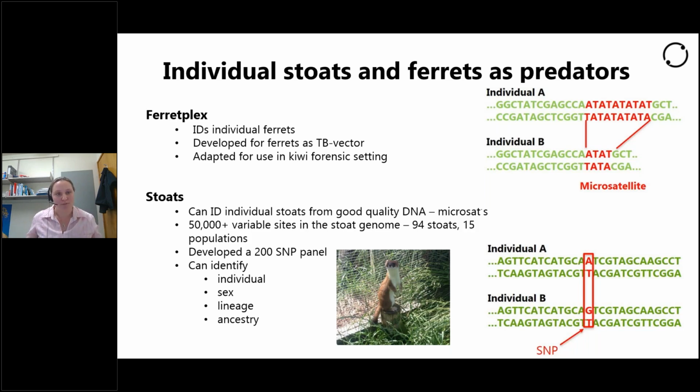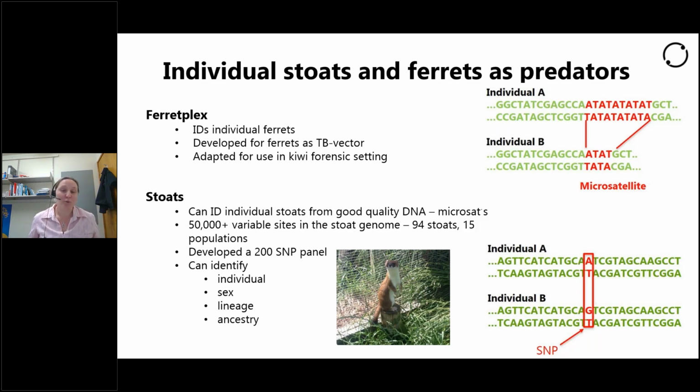And from that, more than 50,000, we narrowed it down to just 200 that were the best at identifying individual, sex, lineage, and ancestry. You might be thinking, well, if it can identify individual, why are we worrying about sex, lineage, and ancestry? And again, it comes back to everything being so degraded. So if we cannot, because the DNA is too badly degraded, identify individual, then at least we might be able to provide you with some information, such as whether it was a male or female stoat, or which family group it came from.